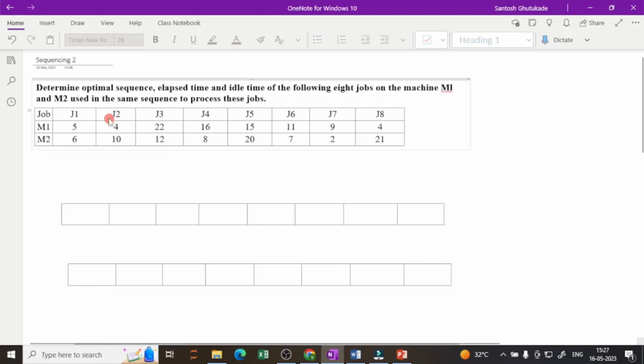Hi student. So in the last lecture we have seen the n job 2 machine problem. Today also we will see the n job 2 machine problem. So here it is a problem.